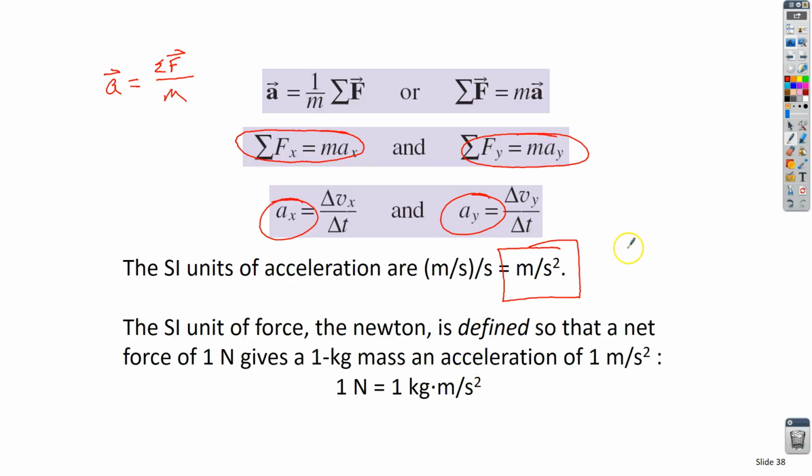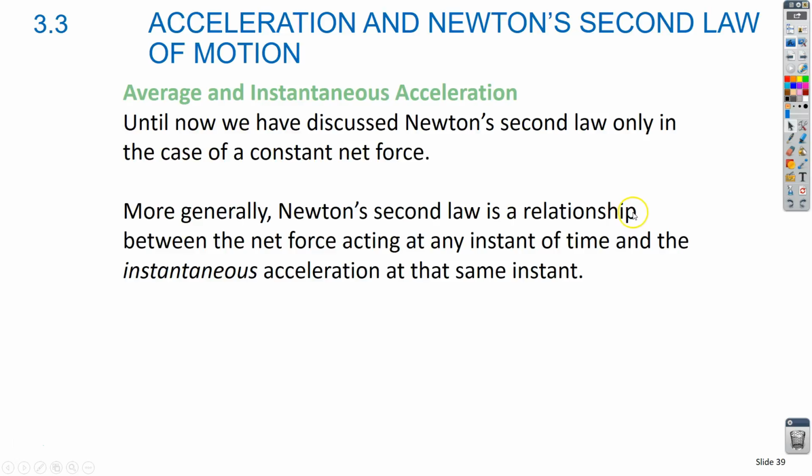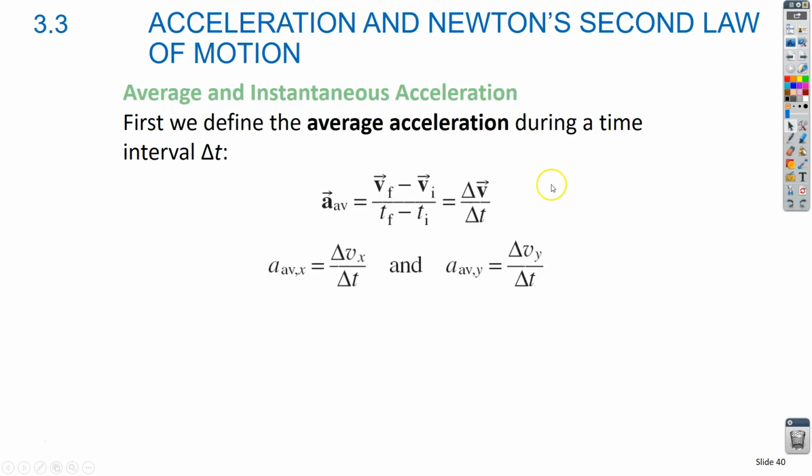We also said that the acceleration unit can be a Newton per kilogram, and that's because if we go back to this equation, you'll notice that force is measured in newtons and mass is measured in kilograms. So something pretty easy to see as you go through. Average and instantaneous acceleration, we also have those along with what we had with the velocity. So more generally, Newton's second law is a relationship between the net force acting at any instant and the instantaneous acceleration at that same instant. So we're going to use instantaneous acceleration more often than we do anything else.